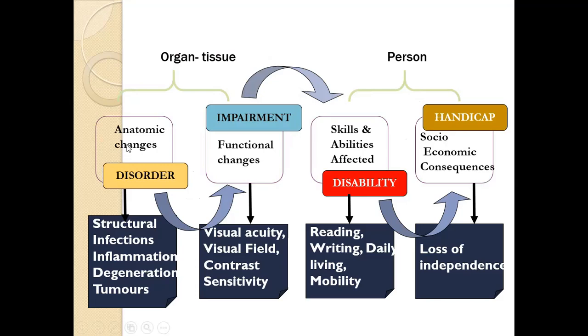Whenever there is some disorder, either infection, inflammation, degeneration, or tumors, it affects the structures, so there are anatomical changes. Then come the functional changes: visual acuity, visual field, and contrast sensitivity in the case of the eye. Then it impacts the person's skills or day-to-day activity, like reading, writing, daily living, or mobility. Then we name them handicap. Then the socio-economic consequences occur. They will be isolated. They become dependent.